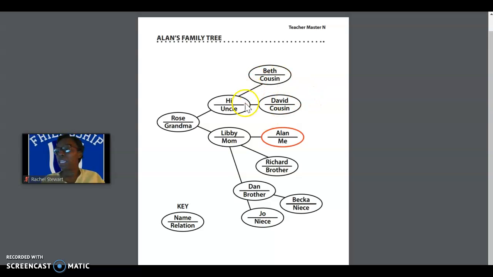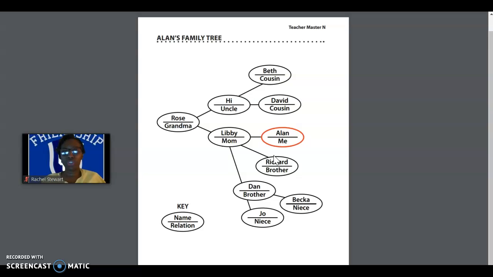So, mainly, how many brothers does Alan have? This is Alan. He's in red. How many brothers does Alan have? Well, if we're looking, Alan has two brothers. How do you know that they are brothers? Because they are all connected to the same mom. All right. Simply put, let's go just a little bit deeper.